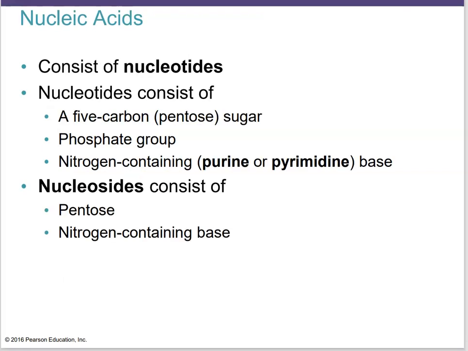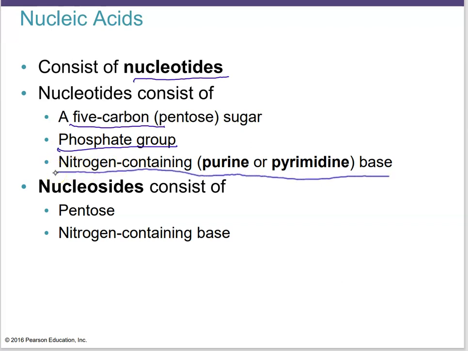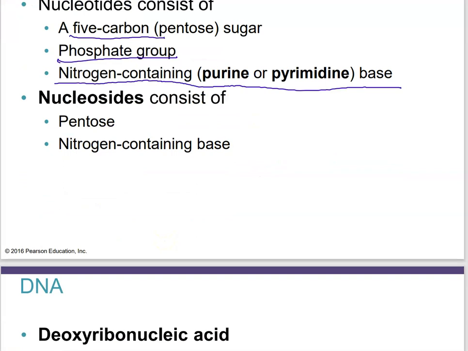Now, our final group of organic molecules is the nucleic acids. They consist of nucleotides, and a nucleotide consists of a 5-carbon sugar, a ribose or deoxyribose, a phosphate group, and a nitrogenous base, either a purine or pyrimidine type of base. And nucleosides consist of a pentose sugar plus the nitrogenous base, so it's just missing the phosphate group, and we call it a nucleoside.